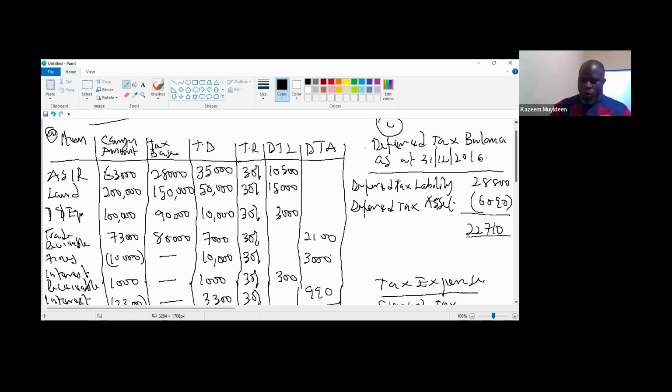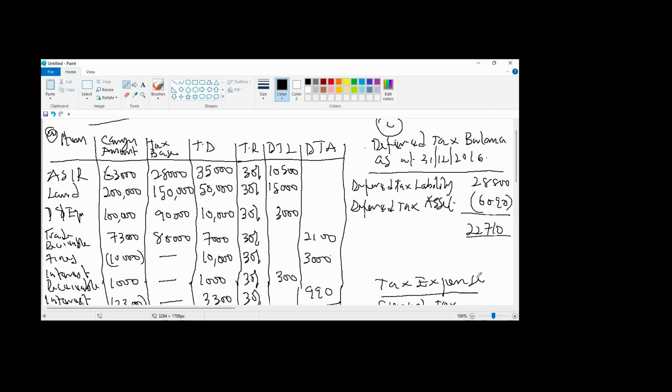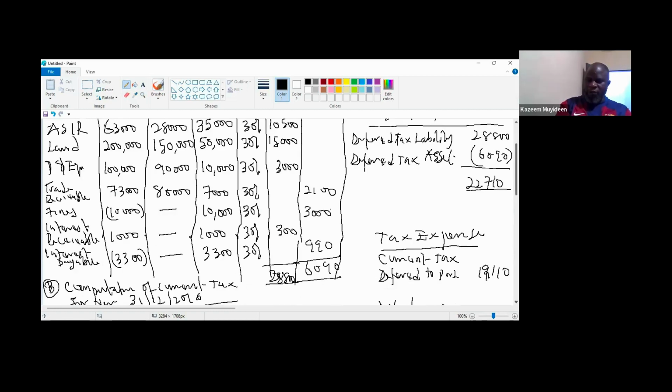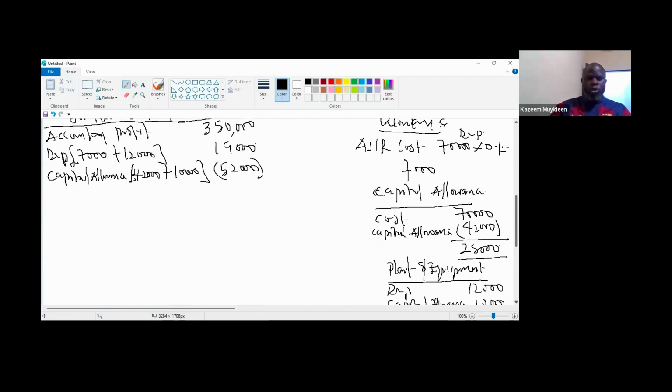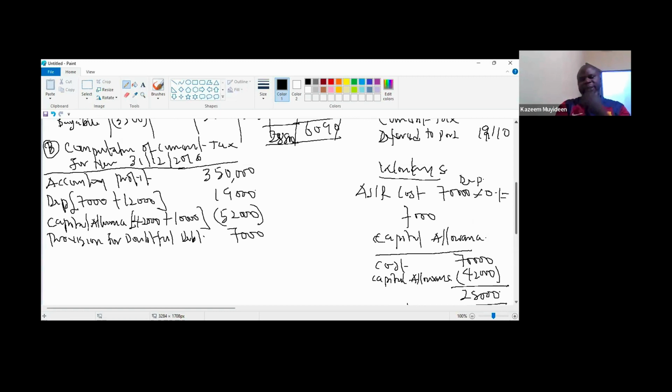Plant and equipment, yes, I've used the depreciation. Trade receivable, oh, provision for doubtful debts. I'll now go to the provision for doubtful debts. We make provision for doubtful debts of 7,000. I will add back. I will still go to the temporary difference table, deferred tax table, to go and check.